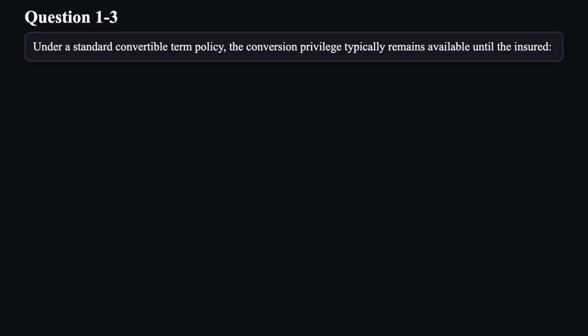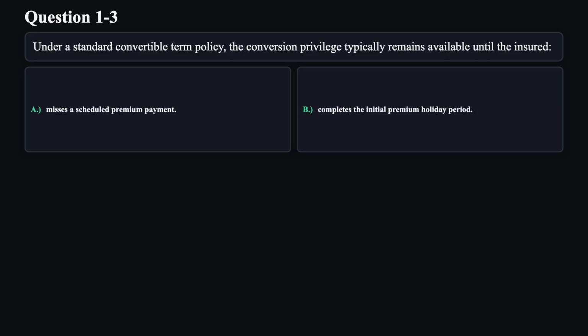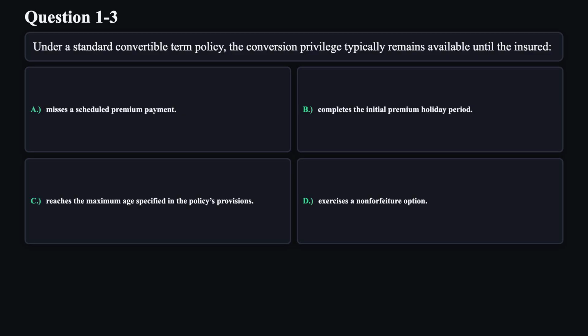Question 3. Under a standard convertible term policy, the conversion privilege typically remains available until the insured A. Misses a scheduled premium payment. B. Completes the initial premium holiday period. C. Reaches the maximum age specified in the policy's provisions. D. Exercises a non-forfeiture option.